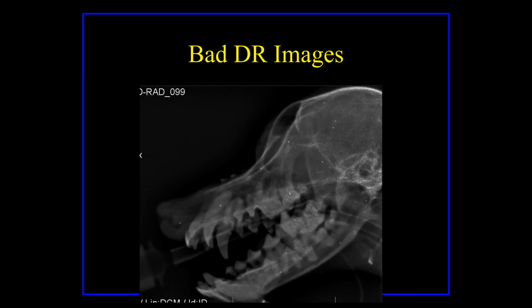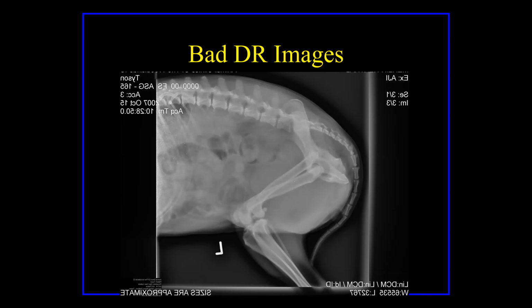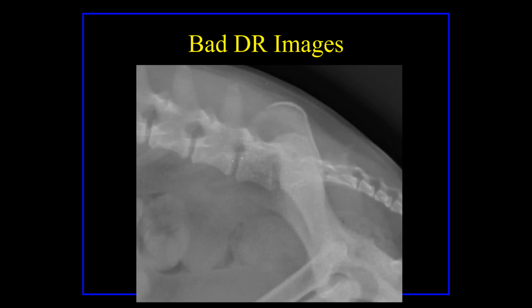Here's another DR image of a dog's skull. I can see the bones, but it looks like a cadaver skull, like out of your bone box. There's no soft tissue around it at all. You can't see it. So again, that is poor image quality. I've got lots of examples of this, and I'm kind of beating a dead horse.